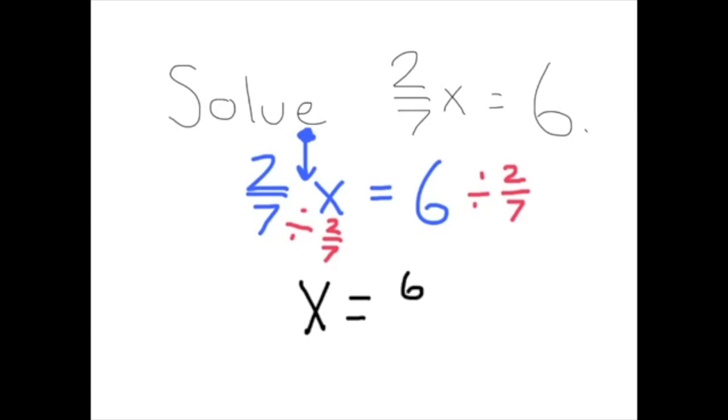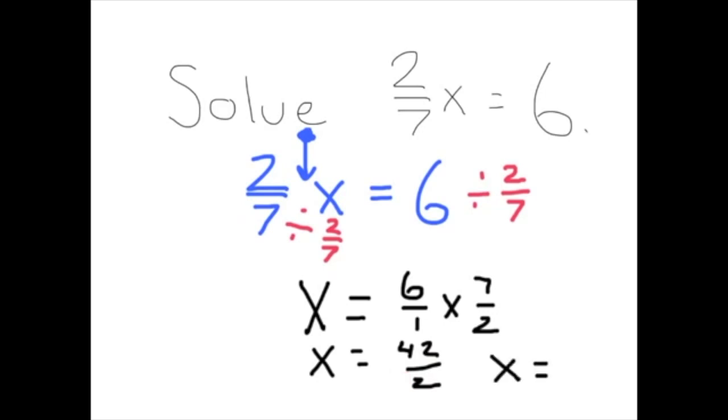Well, 6 can be the fraction 6 over 1. When we divide fractions, we multiply by the reciprocal. So 7 over 2. X is going to be equal to 42 over 2. And when we simplify this improper fraction, we find that x equals 21.